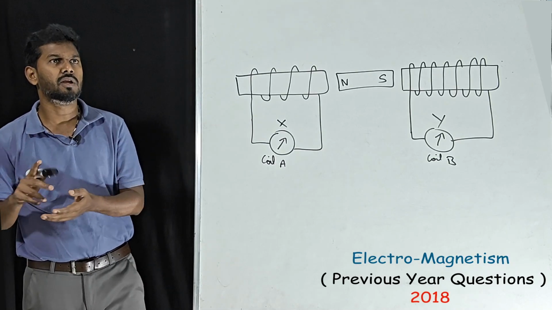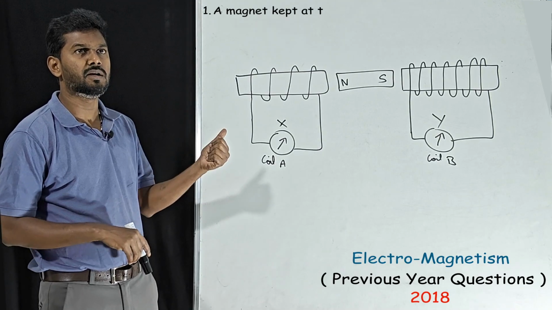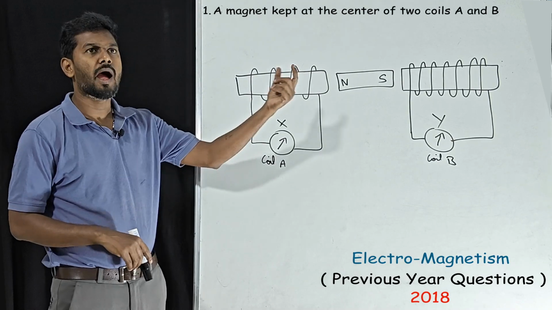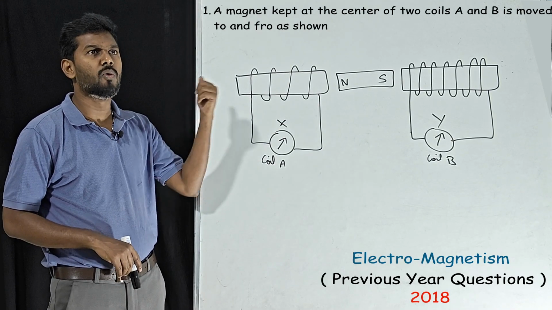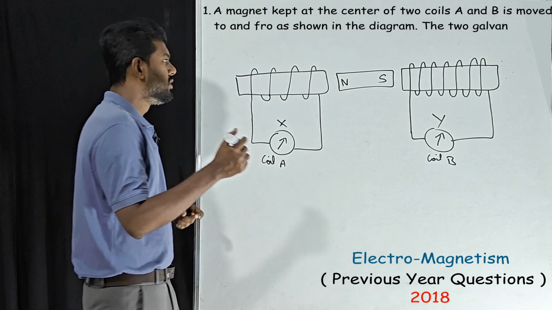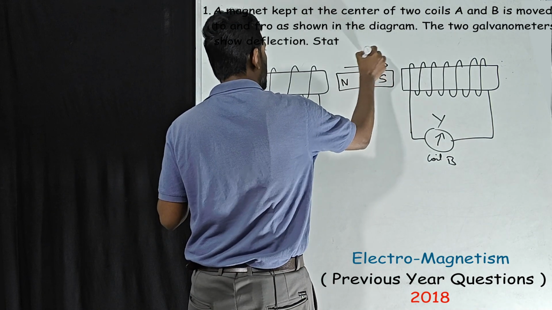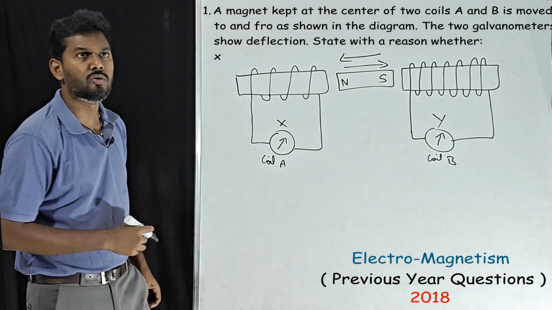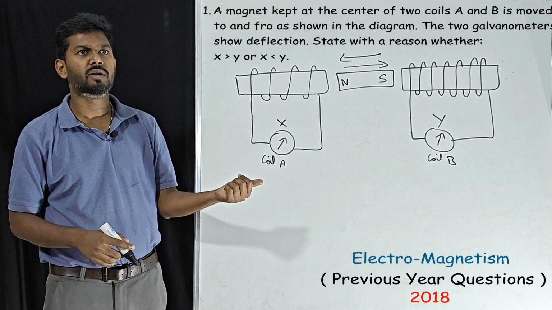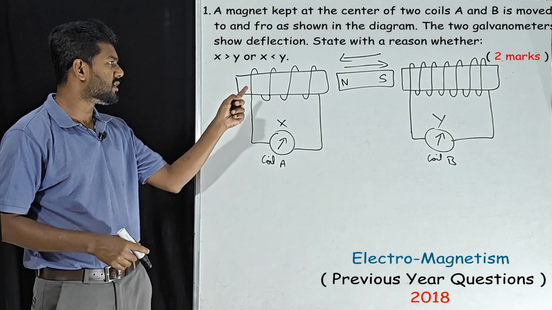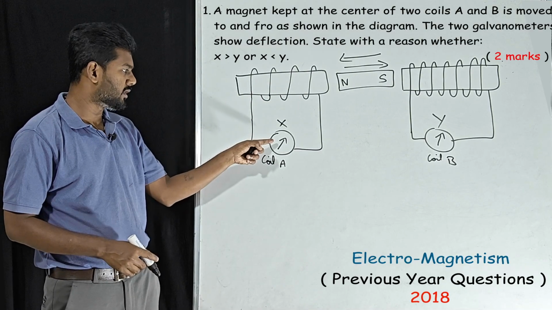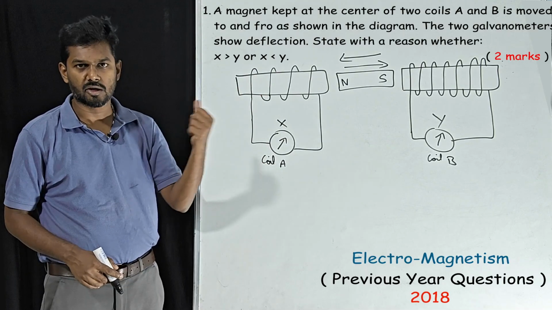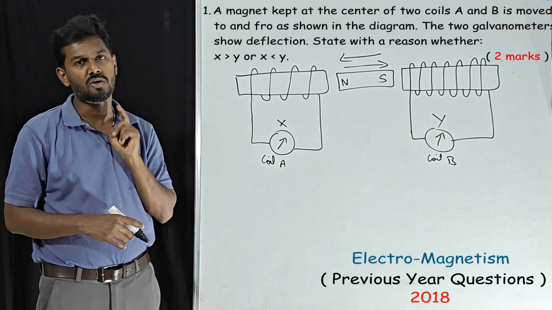Now we'll move on to 2018. A magnet kept at the center of two coils A and B is moved to and fro as shown in the figure. So this magnet will move like this, to and fro. Then two galvanometers show deflection, correct? Because whenever the magnet moves, there will be current produced in the circuit. So this we have learnt in the concept video.